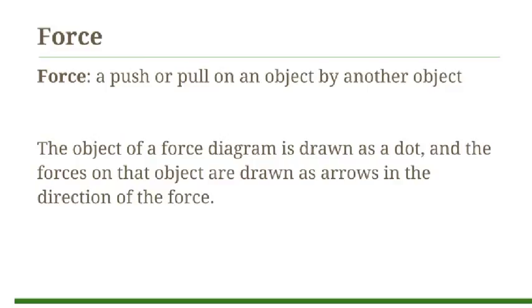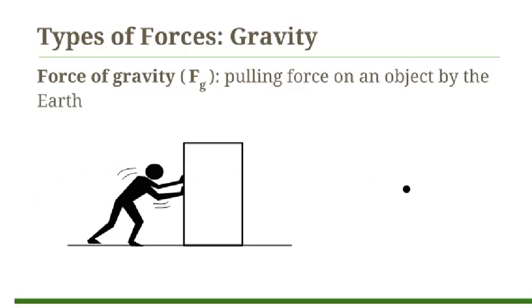And now we're going to go through the, let's see, 1, 2, 3, 4, 5, 6, 7, 6 different types of forces. So the first type of force that you're going to be responsible for understanding is the gravity force. The force of gravity is the pulling force on an object by the earth. The other way that we define gravity is the attractive force between a larger object and a smaller object.